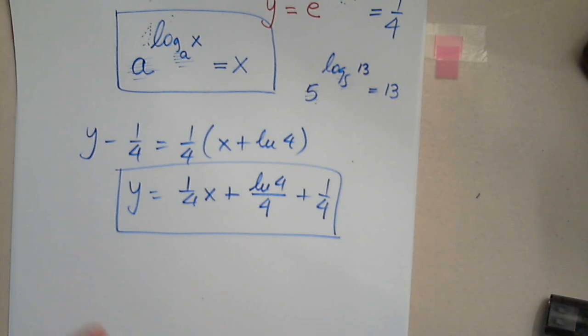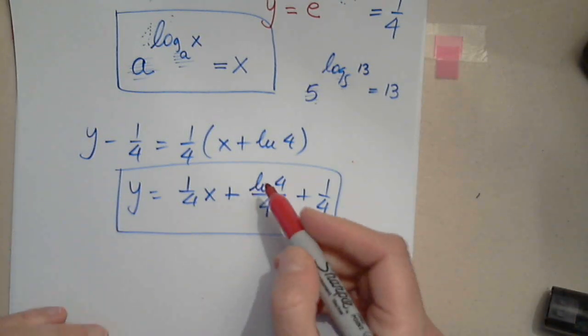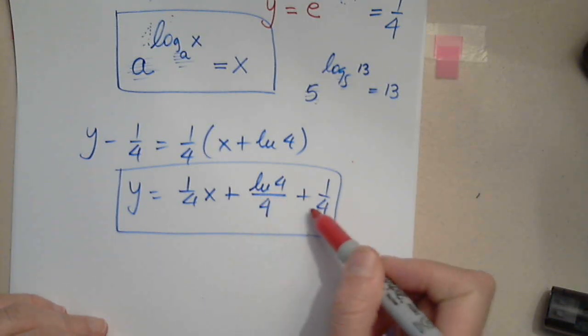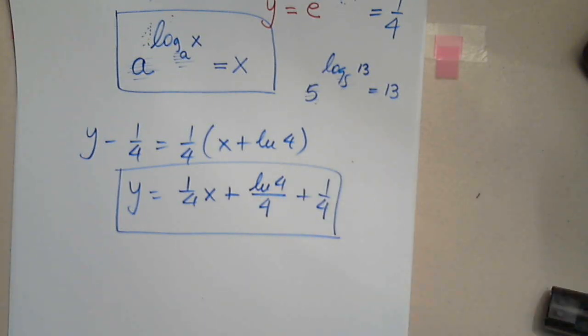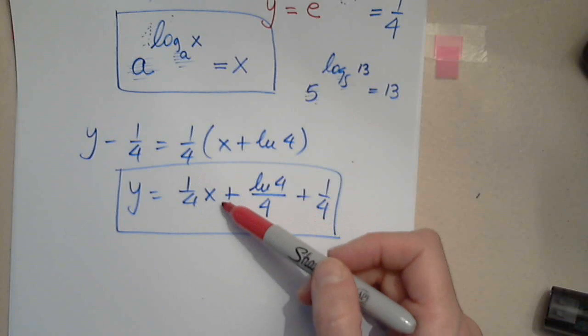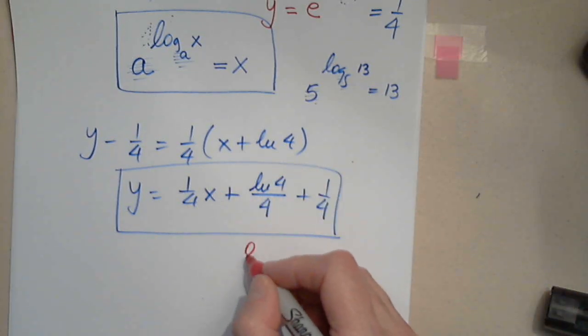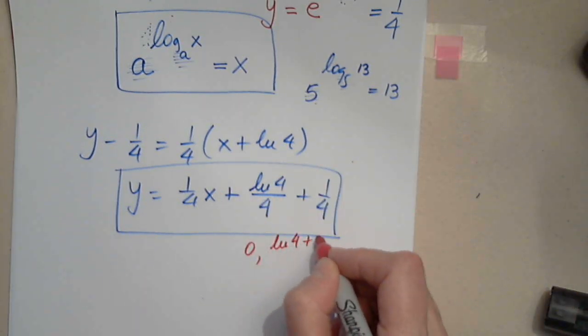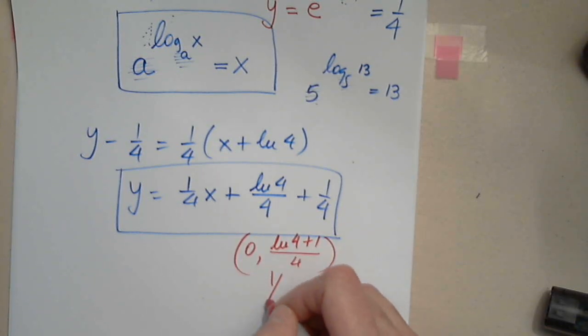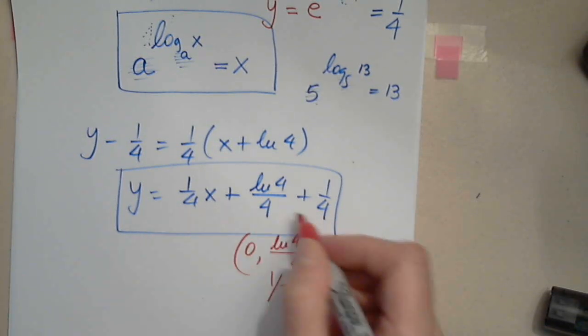Okay, is this clear? Any questions? So there is nothing you can do here. If you'd like, you can write it as natural log 4 plus 1 over 4. It's the same thing. So this is the slope, x, and this is the y-intercept. 0, comma, natural log 4 plus 1 over 4 is the y-intercept of this line.